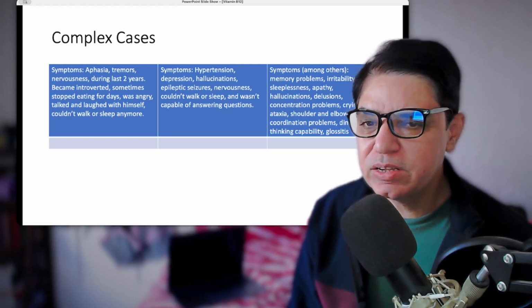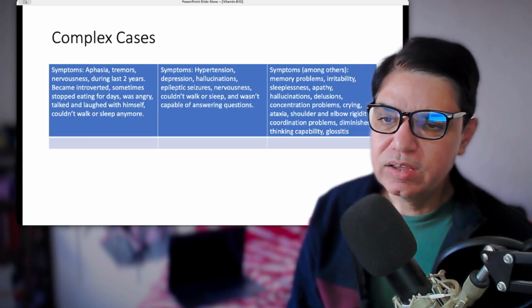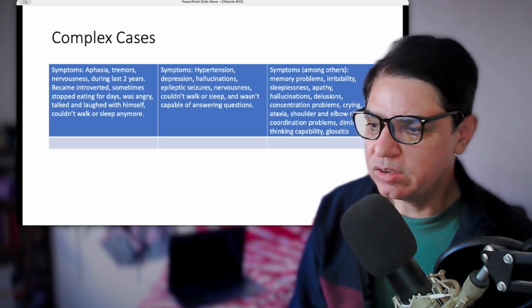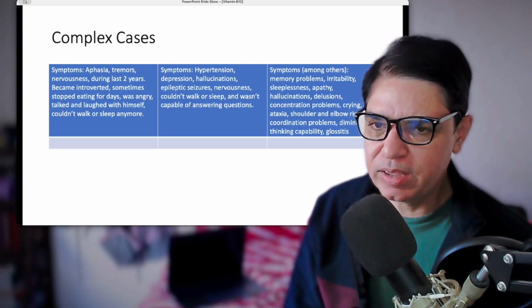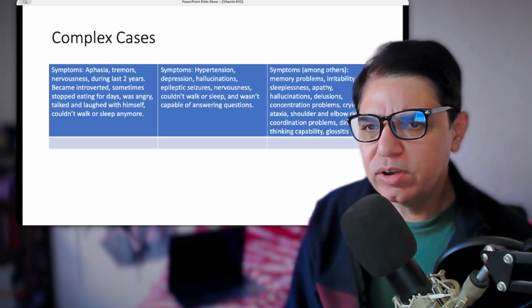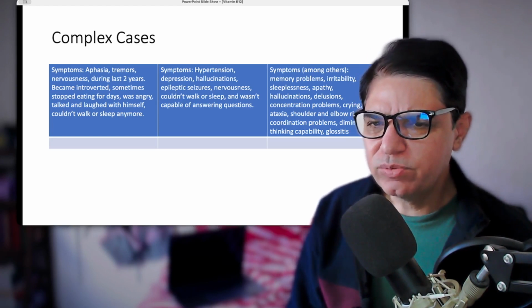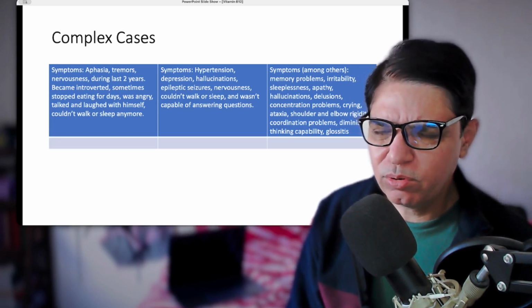He has been angry, talking and laughing with himself, and sometimes couldn't walk. He says he can't walk. I mean, he's got no energy, and he cannot sleep anymore. So if you look at this, on face value, what do you think? Does it look like a psychiatric problem or not?